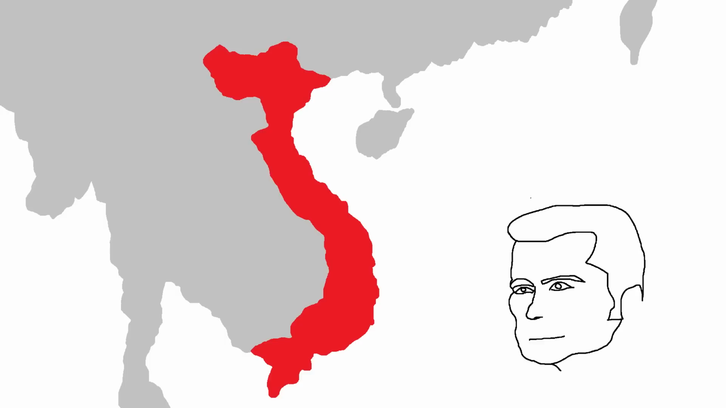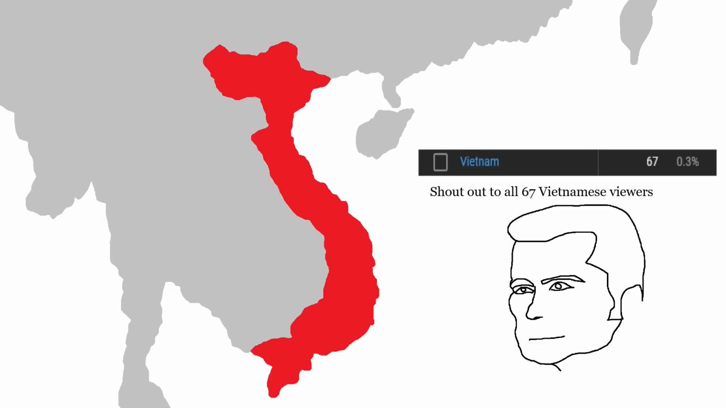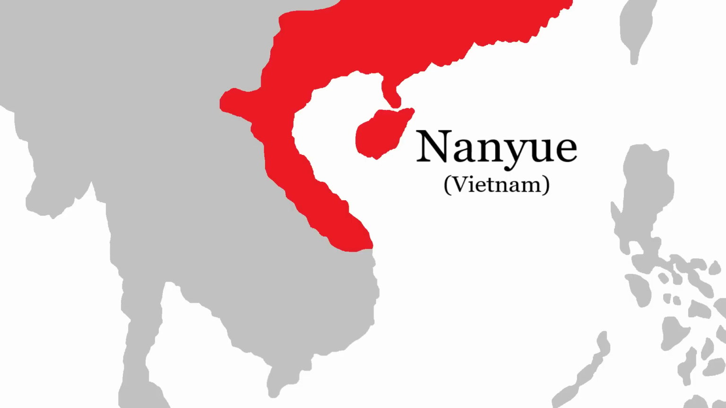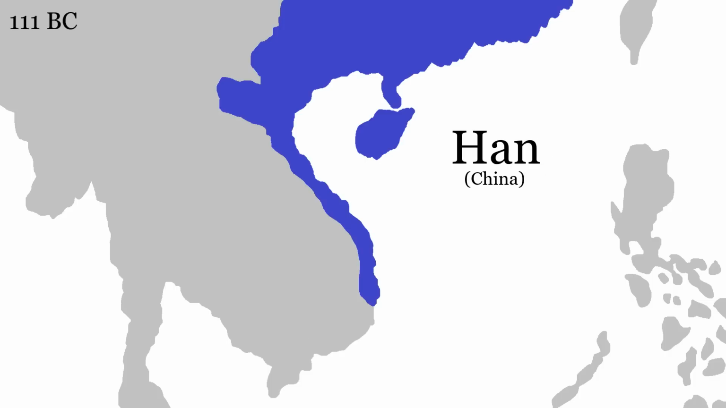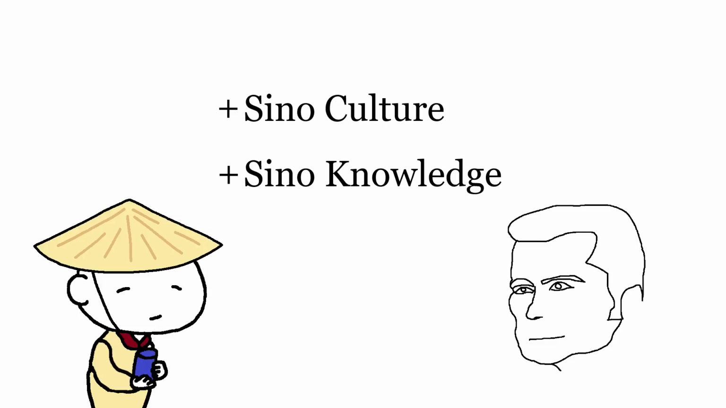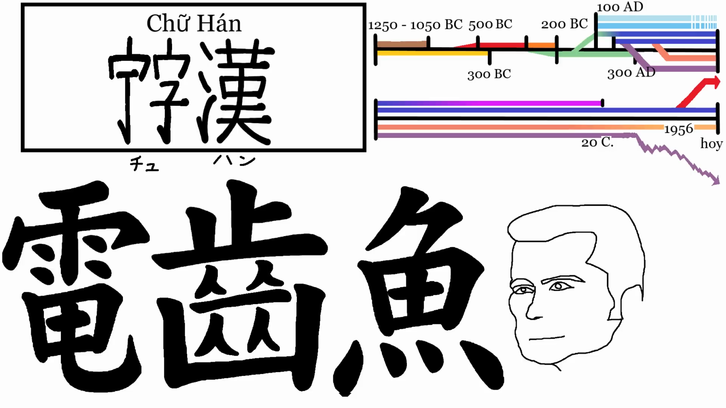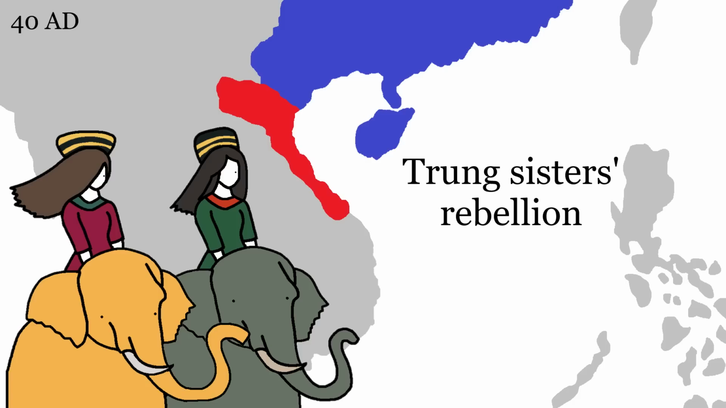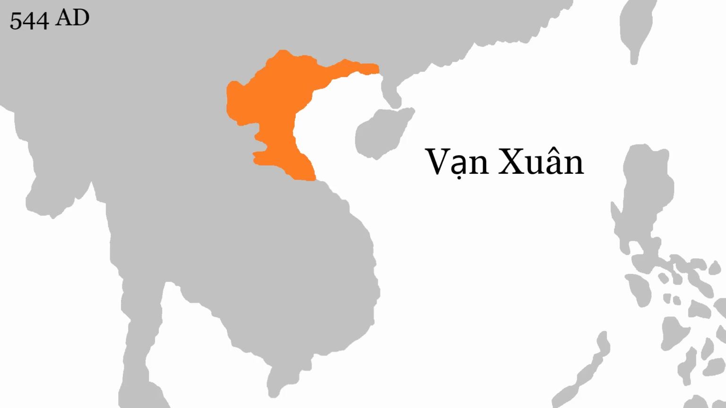Now let's move on to Vietnam, where, surprise surprise, didn't start off with their script looking European. So the history of Vietnamese literature mostly begins when the Red River Delta region was incorporated into the Han Dynasty. RIP Nan Yue. With this conquest came Sino-culture, Sino-knowledge, and most importantly, Chinese characters, or Chu Han in Vietnamese. And basically, it was like this for a huge deal of Vietnamese history.